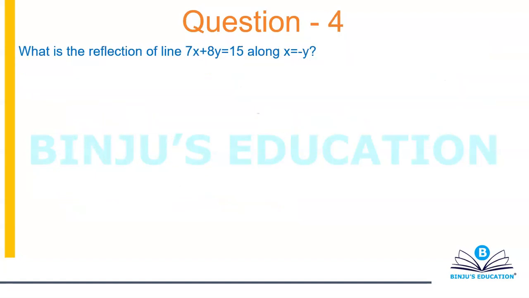Okay, one more question. What is the reflection of line 7x plus 8y is equal to 15 along x is equal to minus y? Now, in this entire video, what I have taught you is how you have to take reflection of a point. We never discussed how you have to take reflection of a line. I never taught you how you have to take reflection of a line, so how would you do that?